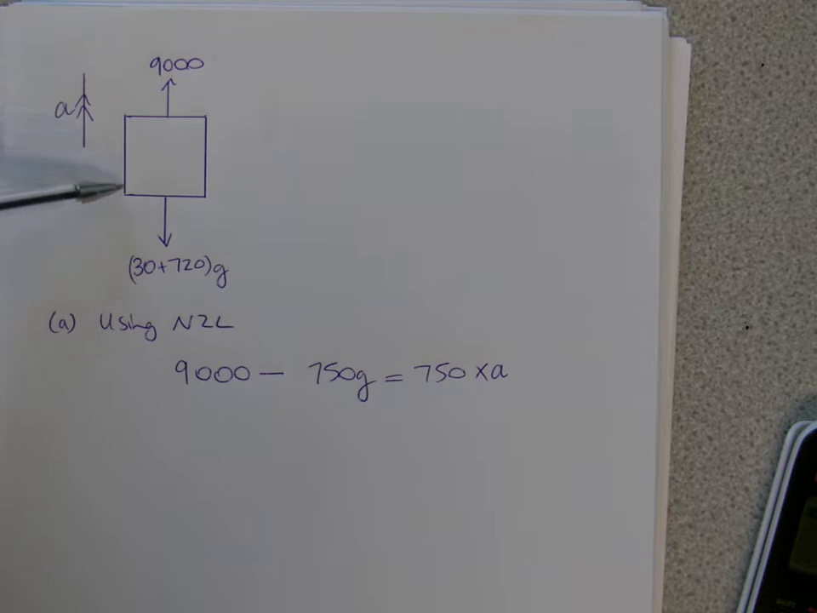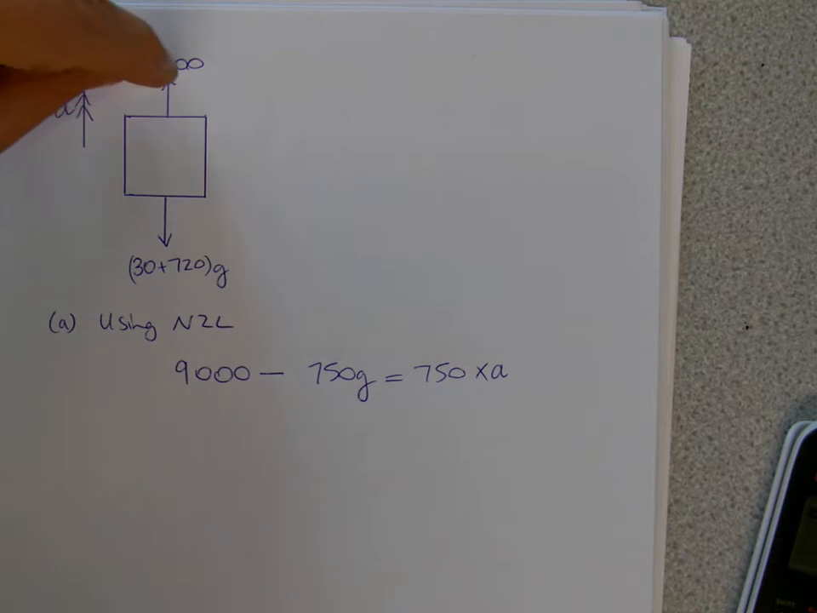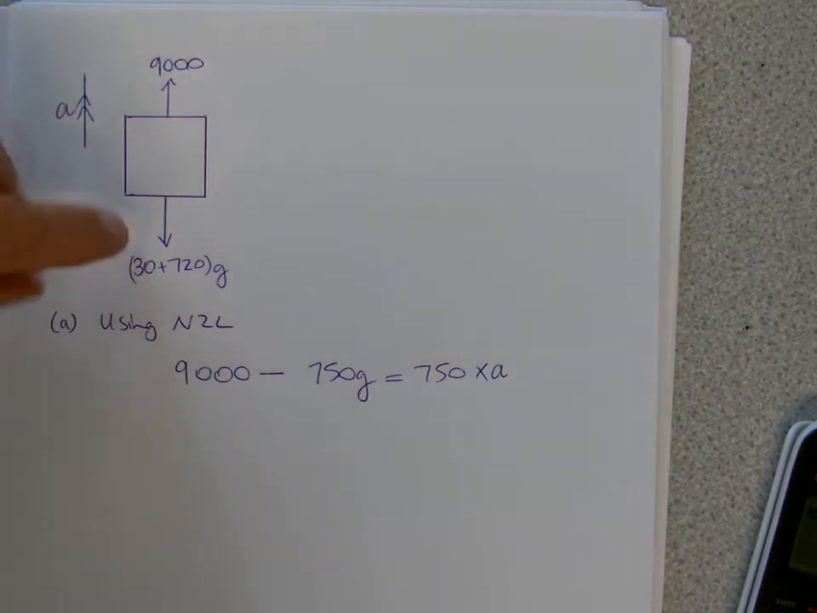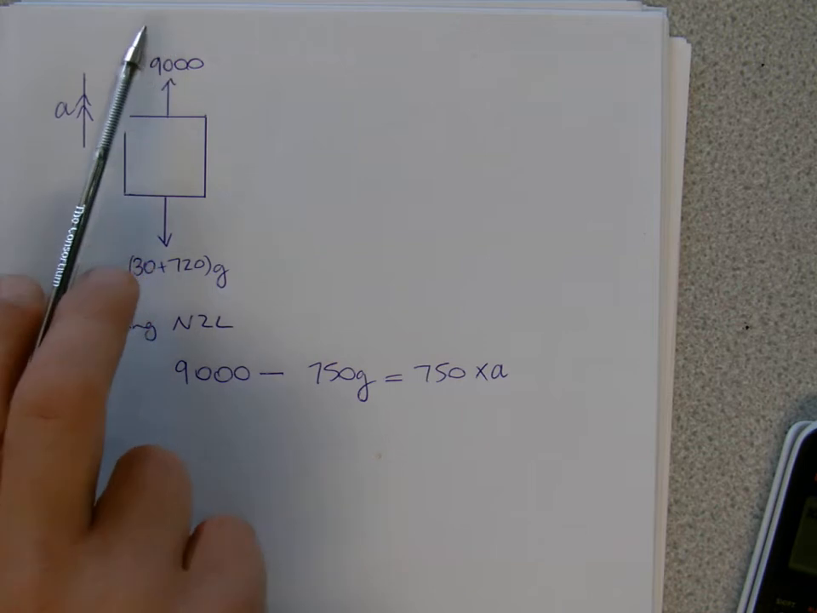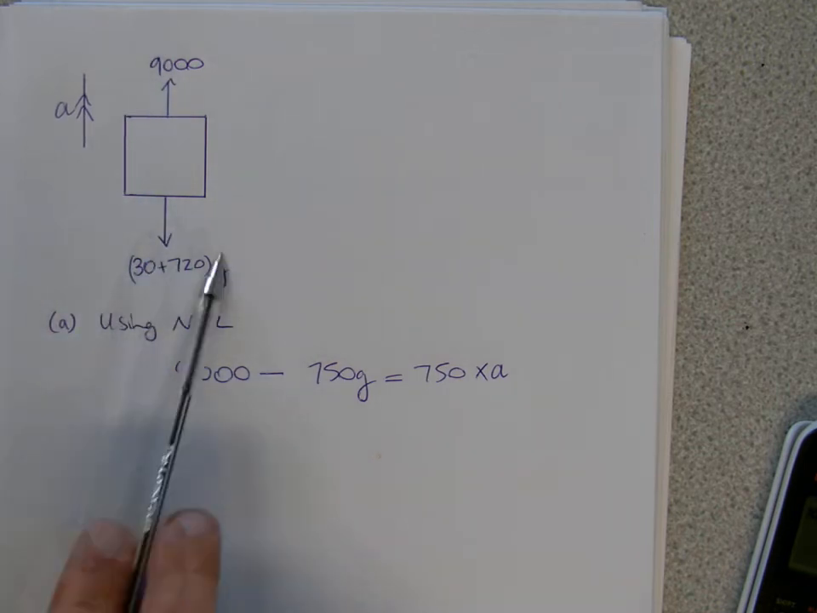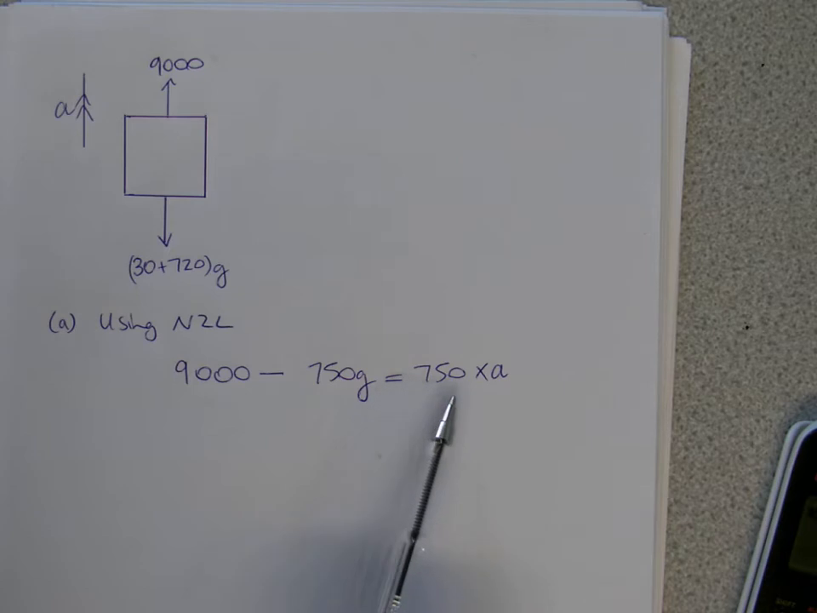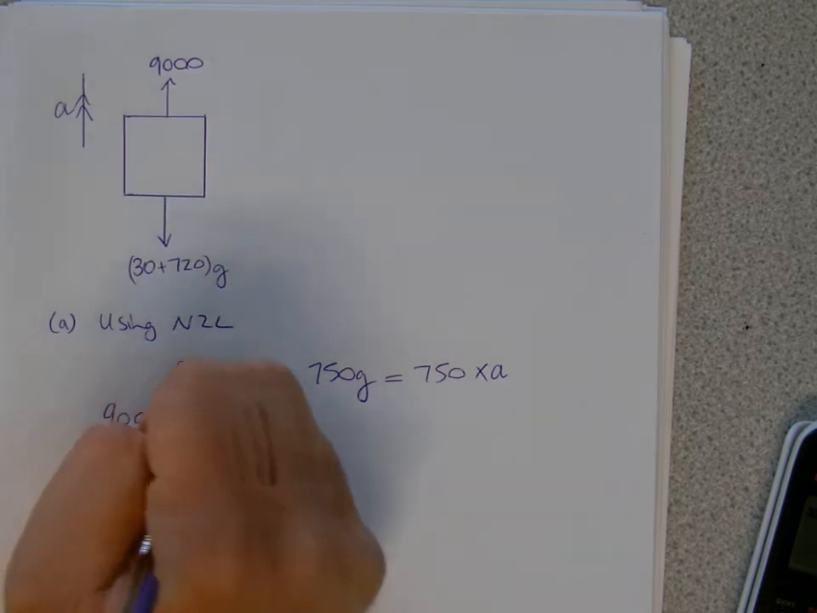So the lift is accelerating upwards, and you just need to appreciate that if it is accelerating upwards, the force of 9,000 newtons has got to be greater than the weight of the lift for it to overcome the weight and actually pull it up. So we use Newton's second law, resultant force, which will be the upward force, take away the resistance, the weight, would equal mass times acceleration. So the combined mass of the lift and the child is 750 kilograms times the acceleration. In this case, I'll just chuck in numbers.